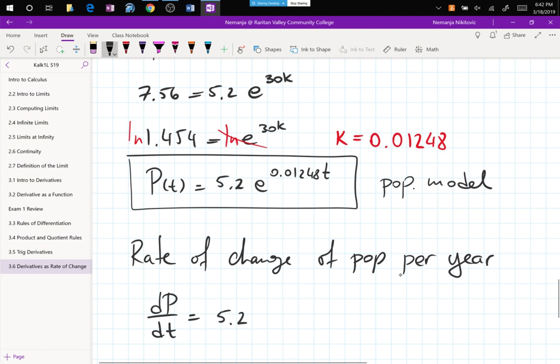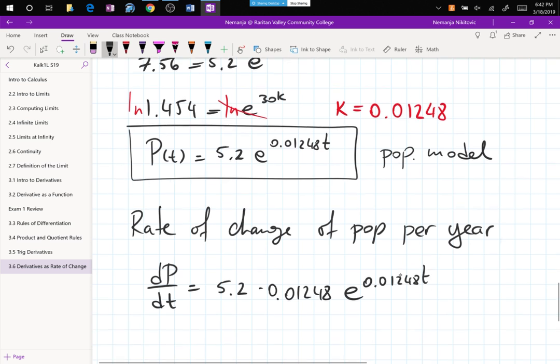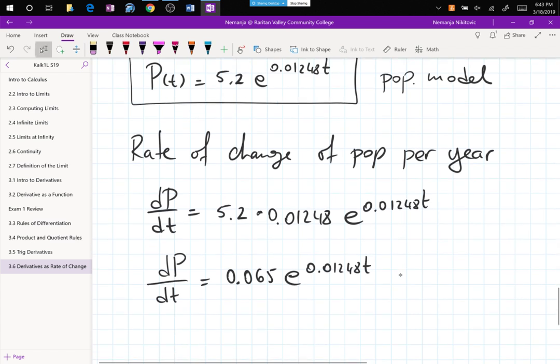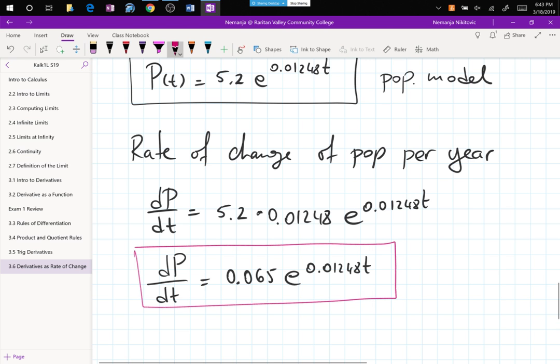Now you copy your 5.2. You know that the derivative of this is you drop the number in front times e to the same number, t, and all you need to do is to multiply these two numbers. So the change in population in time is 0.065 e to the 0.01248 t. This calculates the change of population in time.